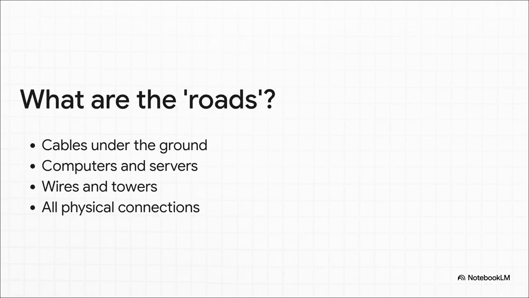So, what are these roads in the real world? I mean, what are we actually talking about? Well, it's the real deal: fiber optic cables buried deep under our feet and snaking across the ocean floor. It's those huge server farms you hear about, the cell towers that give us our signal. It's all the wires and physical connections that let information zoom from one place to another. It's literally a global highway system for data.